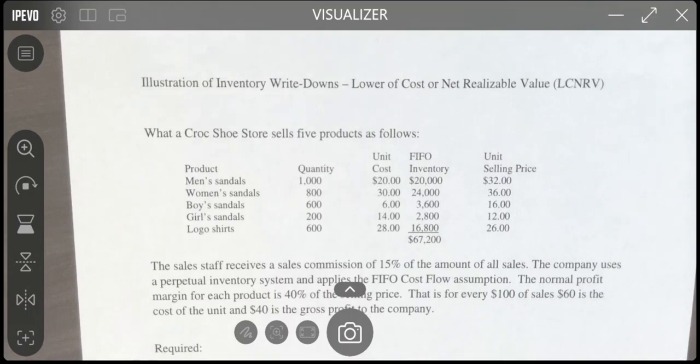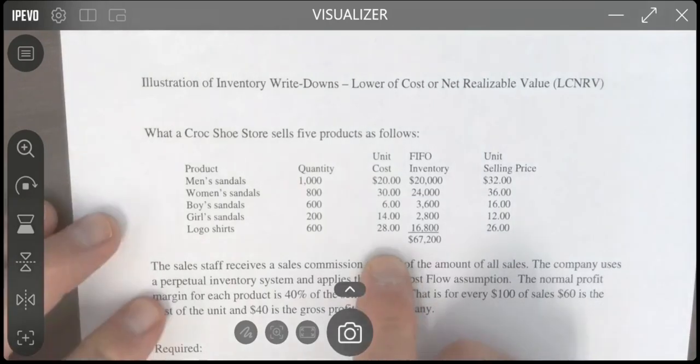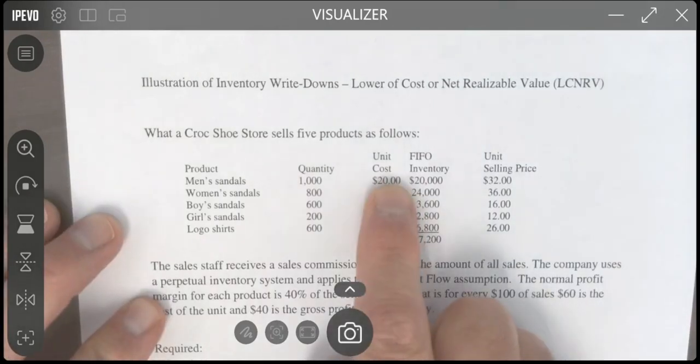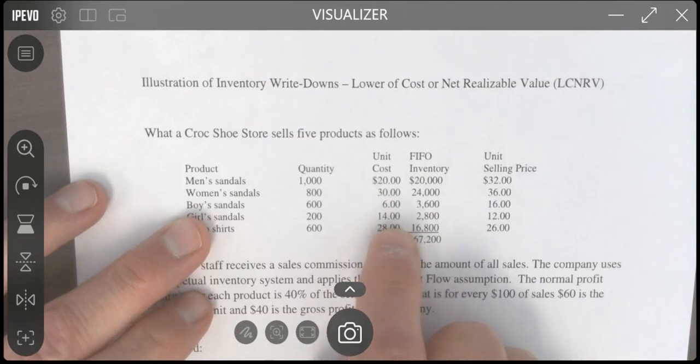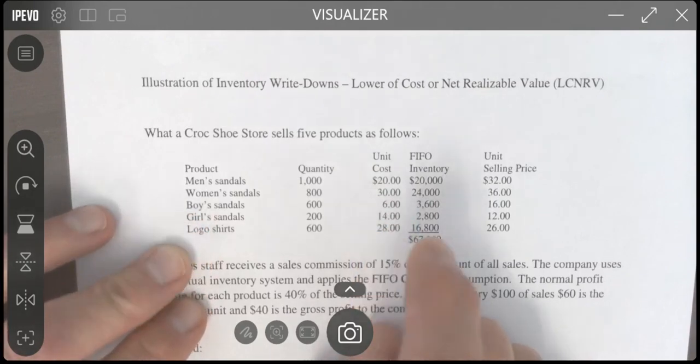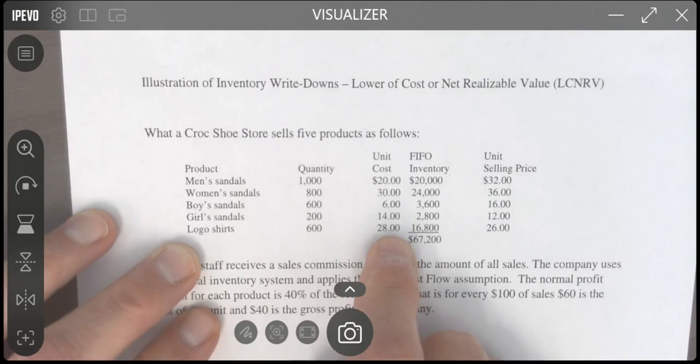and logo shirts. At the end of a particular period, there are 1,000 pairs of men's sandals, 800 pairs of women's sandals, 600 pairs of boys' sandals, 200 pairs of girls' sandals, and 600 logo shirts in ending inventory. The historical cost, therefore the unit cost of those, is 20 for the men's sandals, 30 for the women's sandals, 6 for the boys' sandals, 14 for the girls' sandals, and 28 for the logo shirts.